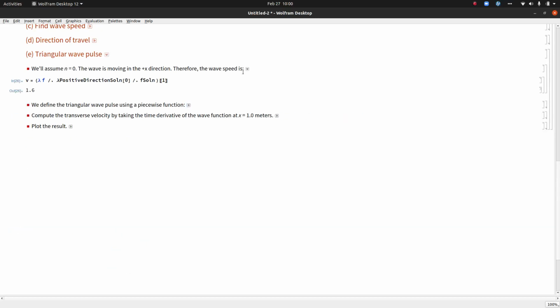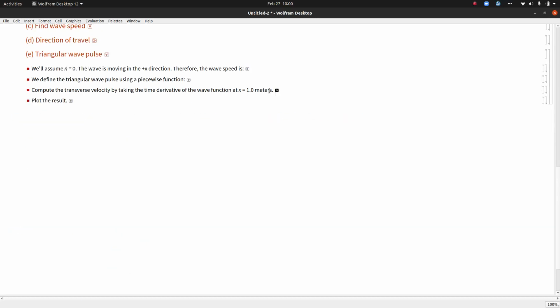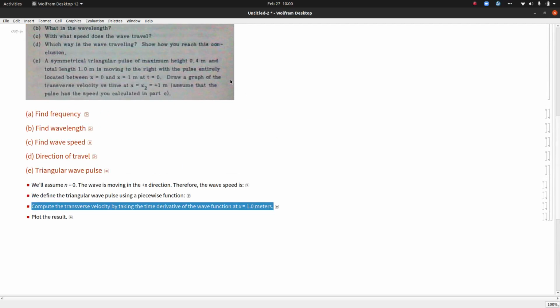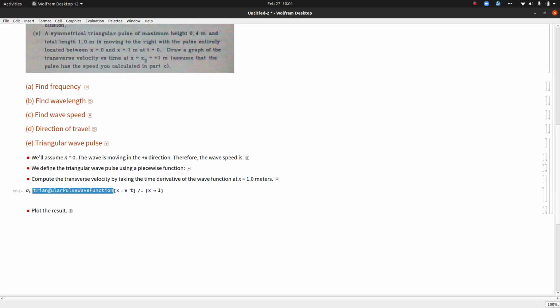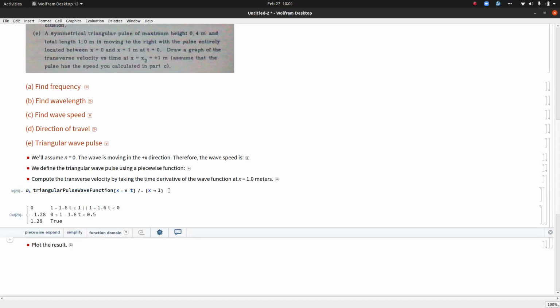The next thing I want to do is compute the transverse velocity of that wave by taking the time derivative. Again, I want to plot that transverse velocity. I want to make a graph of it for the wave as it passes by the point x equals 1 meter. So I'm just going to take the partial derivative with respect to time of that function, and I'm going to replace x with x equals 1. I do that, and you see I get a piecewise function back.